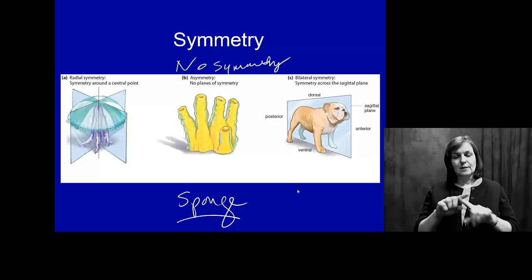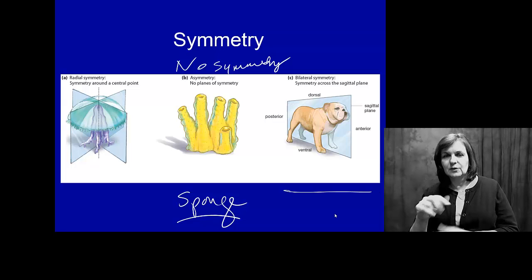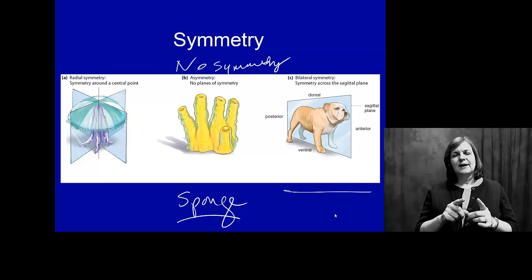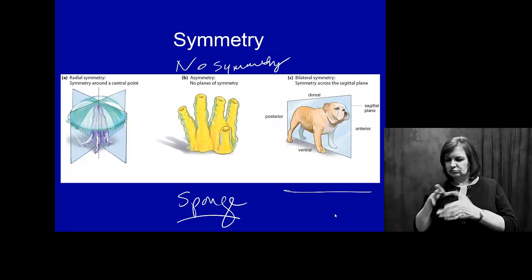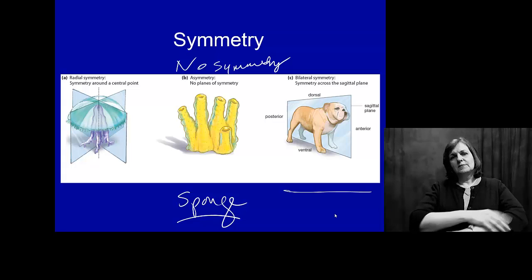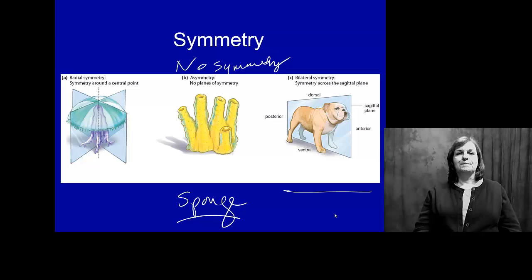But if we look at our bilateral symmetry, like in our dog here, you are also bilaterally symmetric. It means that if we split you down the middle, we have a mirror image on each side. Is it perfect? No. But we get pretty darn close because of our design with 2 arms, 2 legs, 2 ears, 2 eyes. Okay, you get the idea.